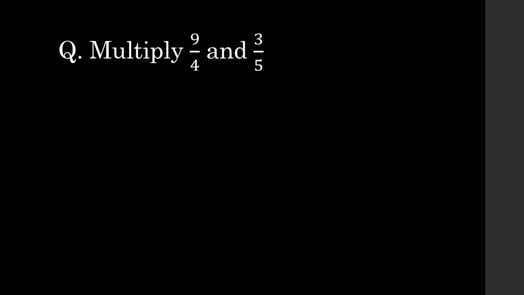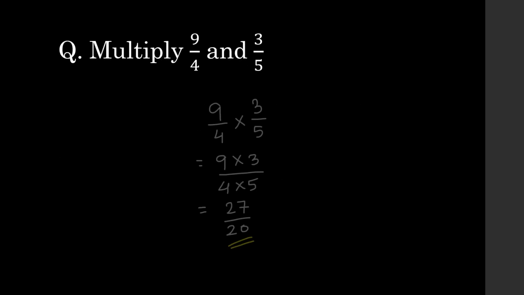Let us understand this with an example. We need to multiply 9 upon 4 and 3 upon 5. So we just need to multiply the numerators and denominators. 9 is the numerator of the first fraction, 3 is the numerator of the second fraction. Multiplying, we get 27. Similarly, we multiply the denominators: 4 into 5 is 20. So this is your final answer.